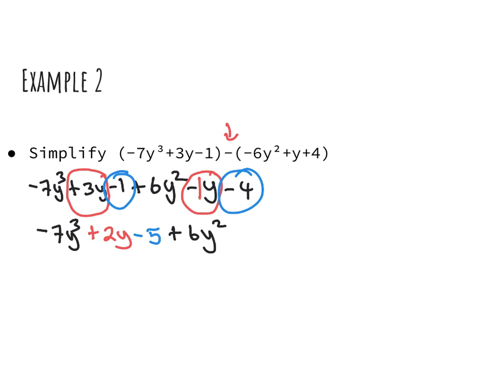I now have to make sure that this is in standard form, meaning that when we go from left to right, the exponents decrease in order from left to right. So I'm going to have negative 7y to the third, then plus 6y to the second, and then plus 2y minus 5. And that's my answer.